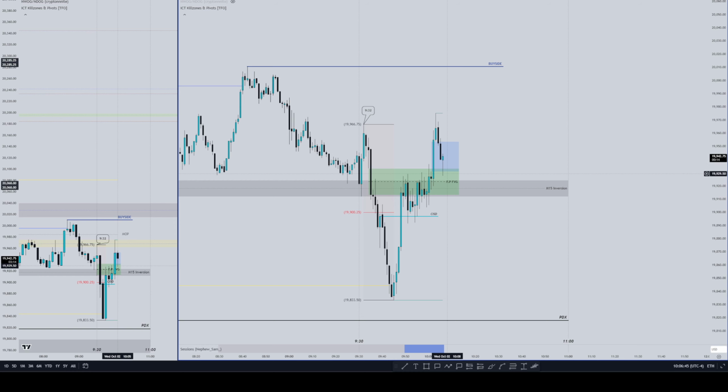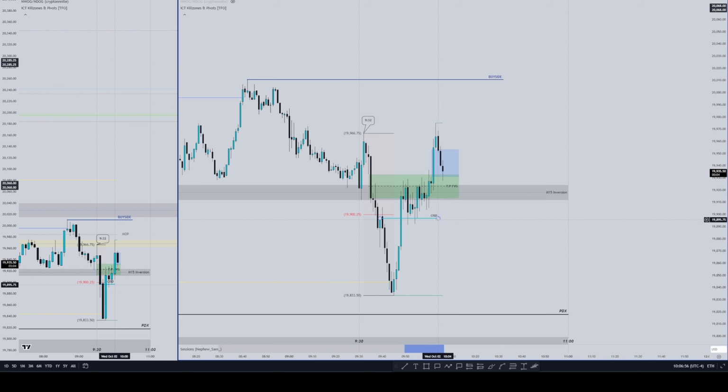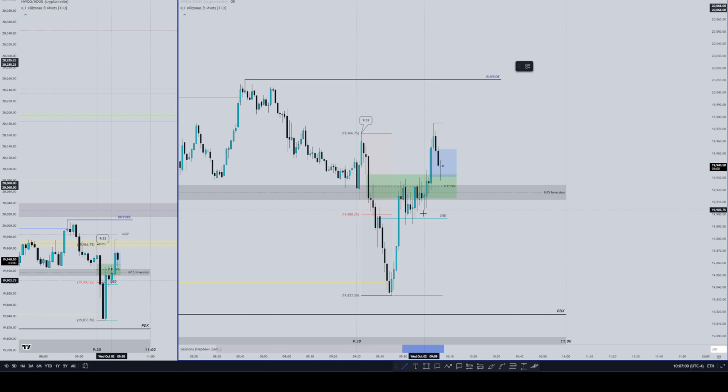I like it. So yeah, I would see this as a continuation. We're going to probably see expansion up into the buy side. Now, if we were to come back into the range, I would not be interested at all. So if we were to come back and take out something like this low, or even really this low here, I would not be interested anymore.